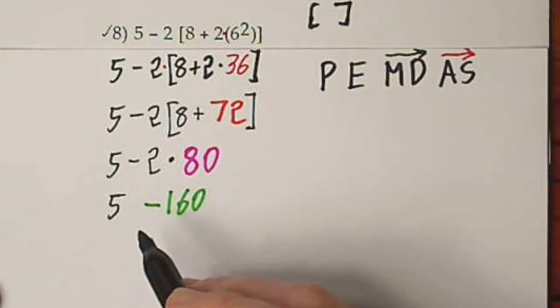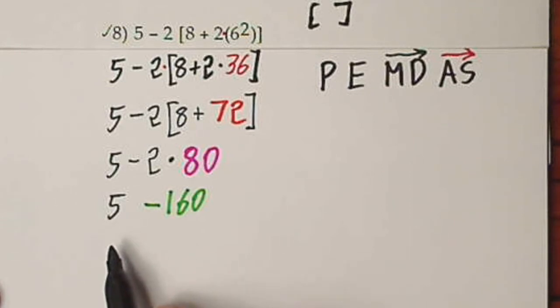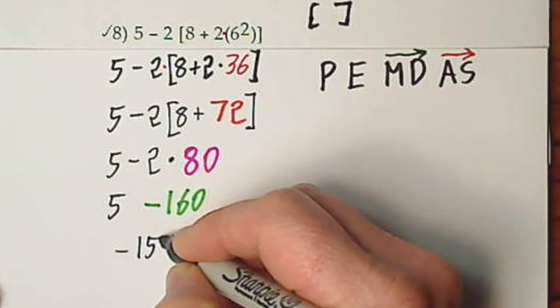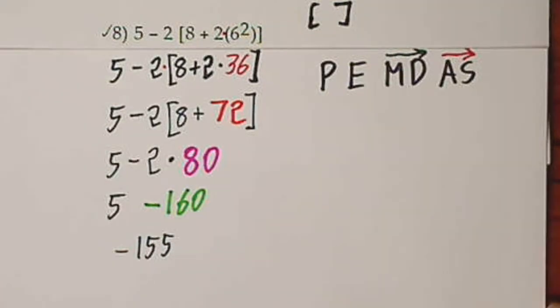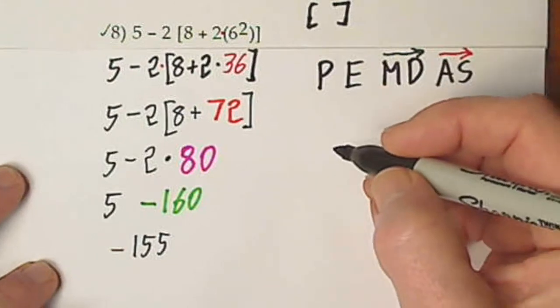And then I'll just have one last step. The signs are different, so you subtract and keep the sign of the larger. This will give us a -155. I want to refer back to this step briefly.